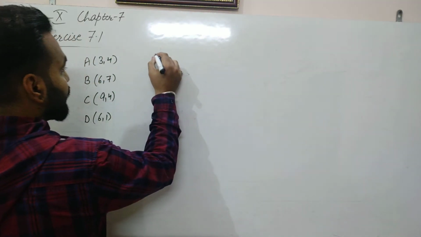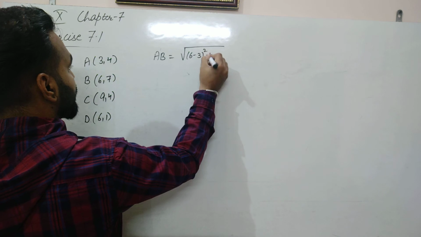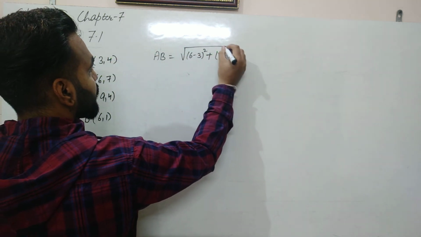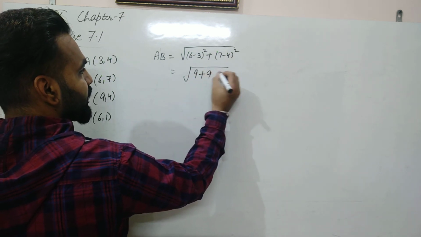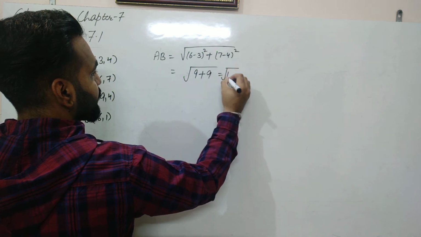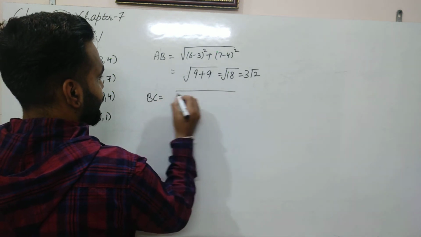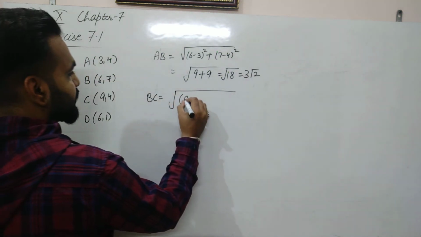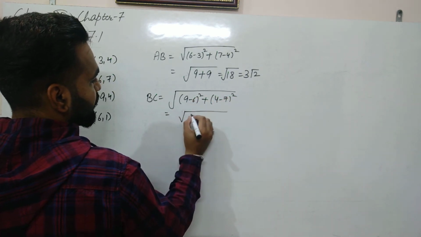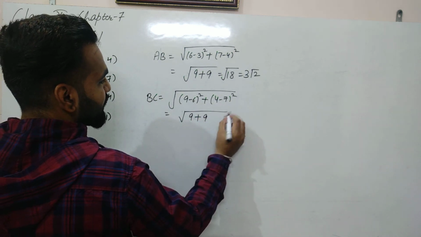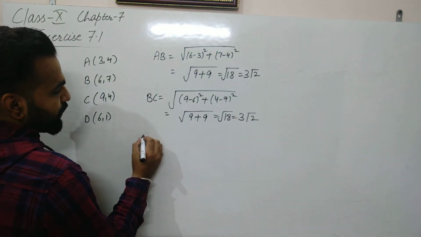So first of all we will calculate AB. This is root of (6 minus 3) square plus (7 minus 4) square. 6 minus 3 is 3, 3 square is 9, 7 minus 4 is 3, 3 square is 9, this is root 18, that is 3 root 2. Now BC, root of (9 minus 6) square plus (4 minus 7) square. This is 3 square again 9, 4 minus 7 is -3, square is 9, this is again root 18, that is 3 root 2.